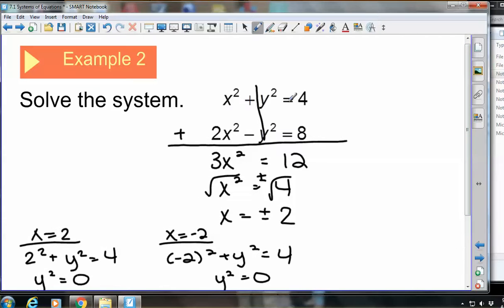You can check them real quick. 2 squared plus 0 squared is 4. 2 times 2 squared would be 8, minus 0 is 8. And check the other one.